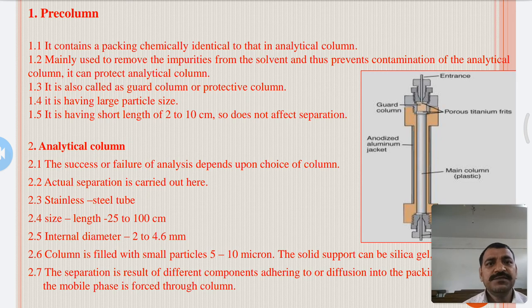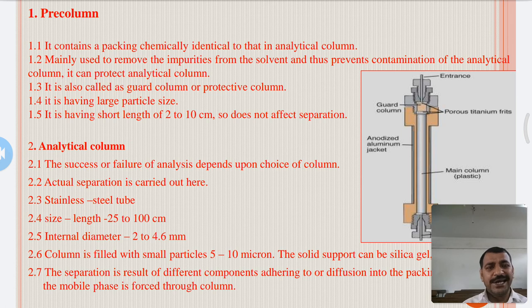It is also called a guard column. The pre-column is also called a guard column or protective column. It has a large particle size as compared to the analytical column, meaning the stationary phase uses a large particle size in this column. It has a short length, near about 2 to 10 centimeters, short as compared to the analytical column, so it does not affect the separation.